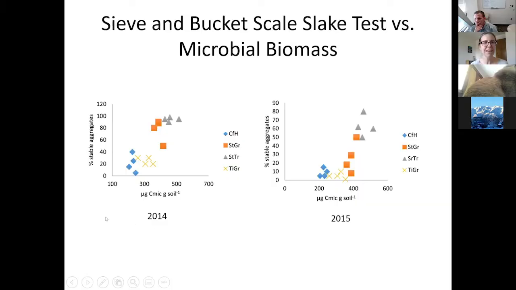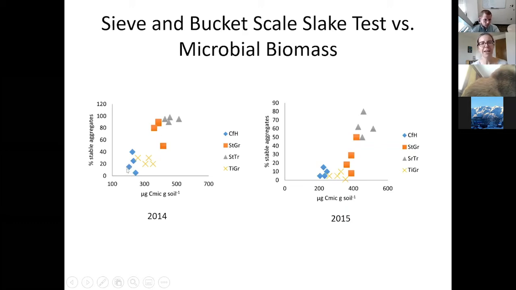So percent stable aggregates on your y-axis here is basically just a visual estimation of the stable aggregates remaining after performing this procedure. And then we correlated that with microbial biomass in the soil measured in the lab. And you can see these are really strong correlations. They're over 80%, and really nice differentiation between our different treatments.